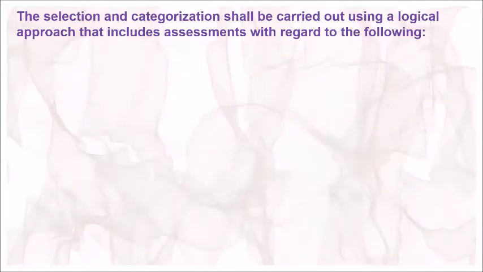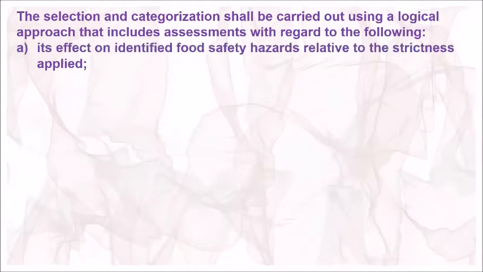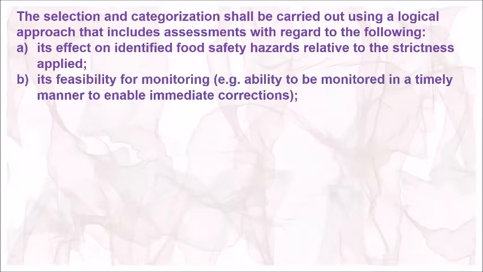The selection and categorization shall be carried out using a logical approach that includes assessment with regard to the following. So basically, you need to assess your hazards and your measures that you're using, whether its effect on the identified food safety is relative to the strictness applied. So how strict that particular measure is going to be, whether that measure is going to be easy to monitor. Okay, so the ability to monitor in a timely manner to enable immediate correction.